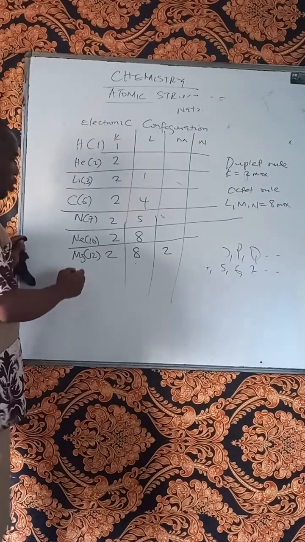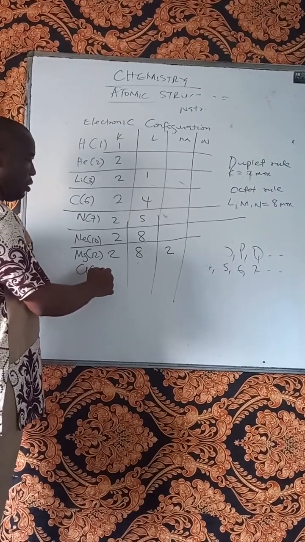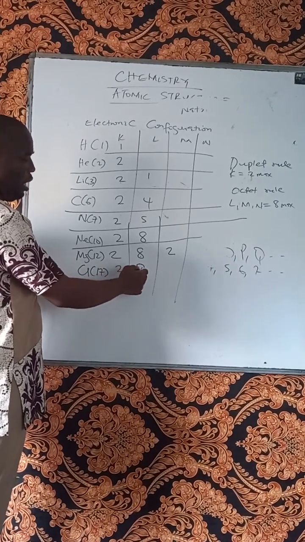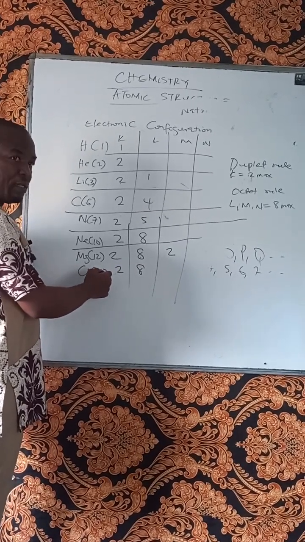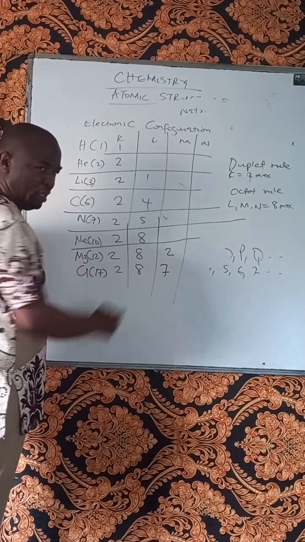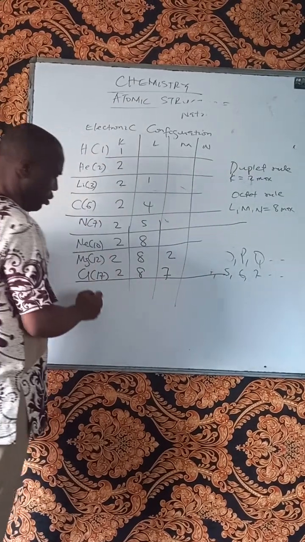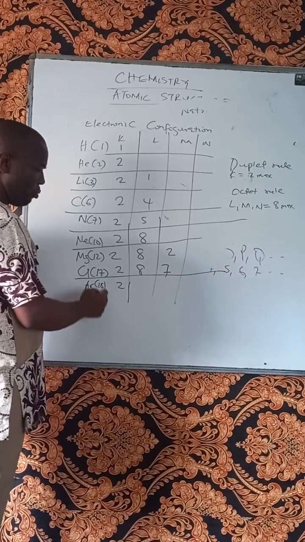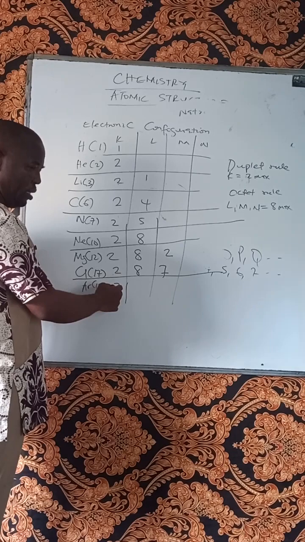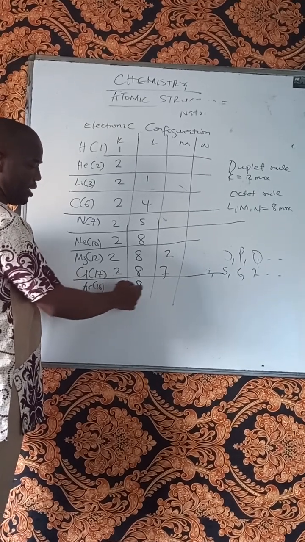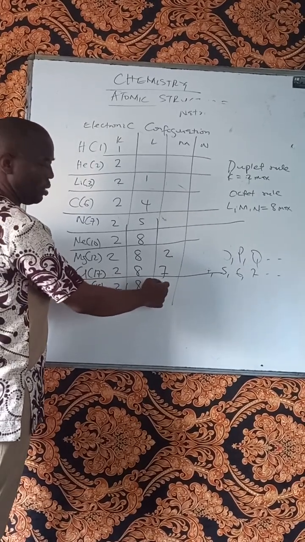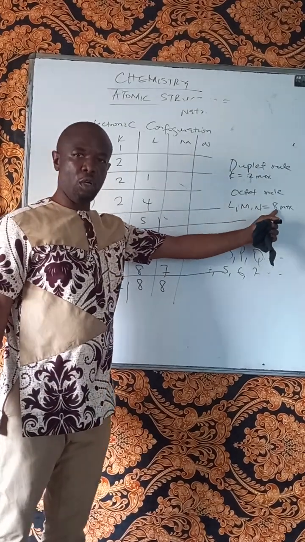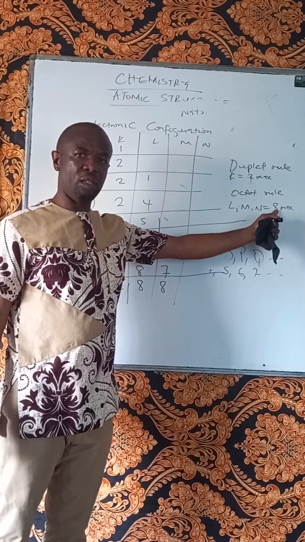In the case of chlorine, I have 17, 2, remainder 15, 8. 8 plus 2 is 10, remainder 7. We now have 7 there. If I pick argon, which is 18, 2, remainder 16, give this one 8, that is 10, remainder also 8, M can take 8. Because, as I said, the L, M, and N shells will not accommodate more than 8, based on the octet rule.